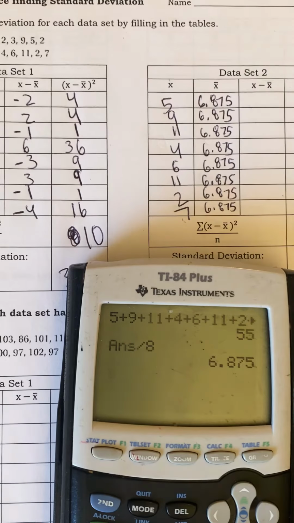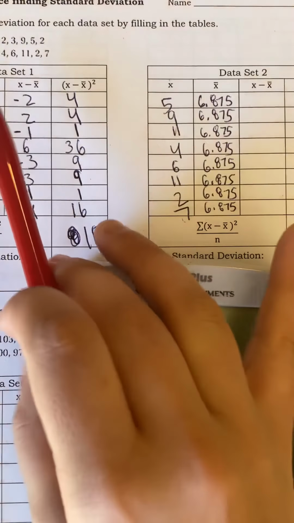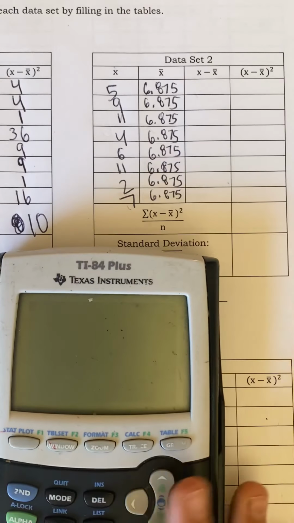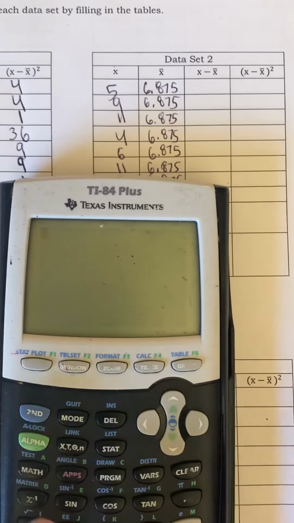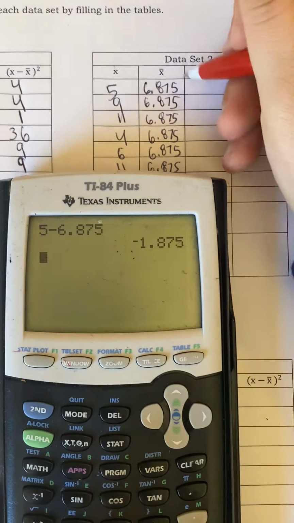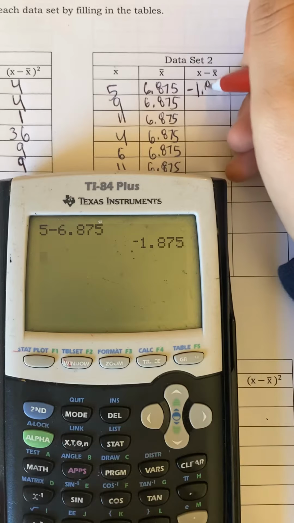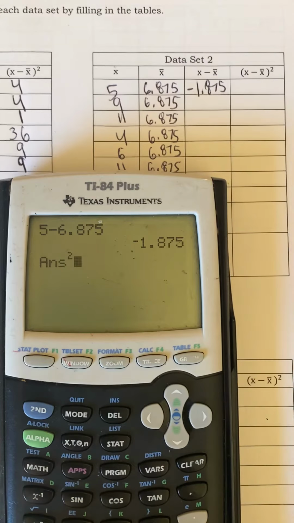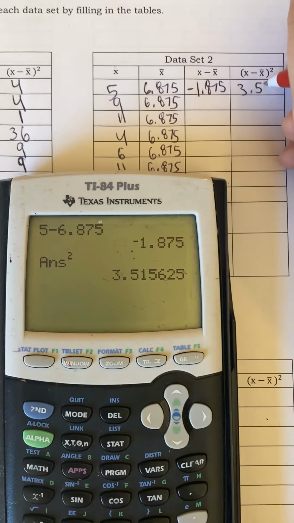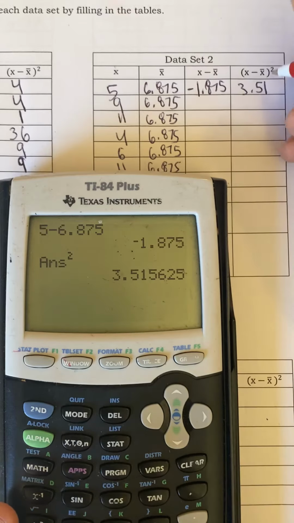All right. And then we're going to subtract. Now, some people tend to be like, okay, well, why don't you just subtract and then square it? That's fine too. I'm going to show you the other way that you can do that. You can just go ahead and do 5 minus 6.875, and that's negative 1.875, and then you can just hit squared, and that'll give you your answer too, 3.516.